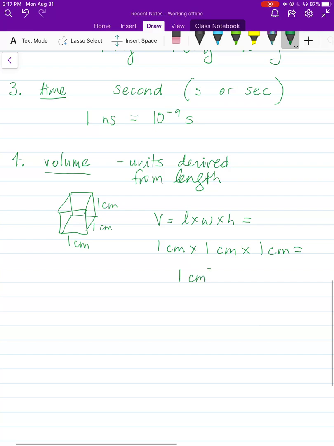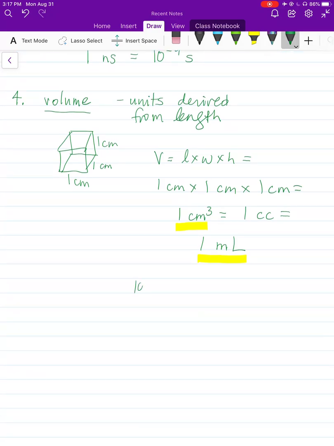1 centimeter cubed. Now, you might have heard of 1 centimeter cubed before. In a medical context, it's also often abbreviated as a cc. A cc just means a centimeter cubed, or a cubic centimeter. And 1 cc is also equal to 1 milliliter. So for volume, we have two SI units. We have centimeter cubed or meter cubed and milliliter. In general, we measure the volume of solids in centimeters or meters cubed, and we measure the volume of liquids in milliliters or liters.